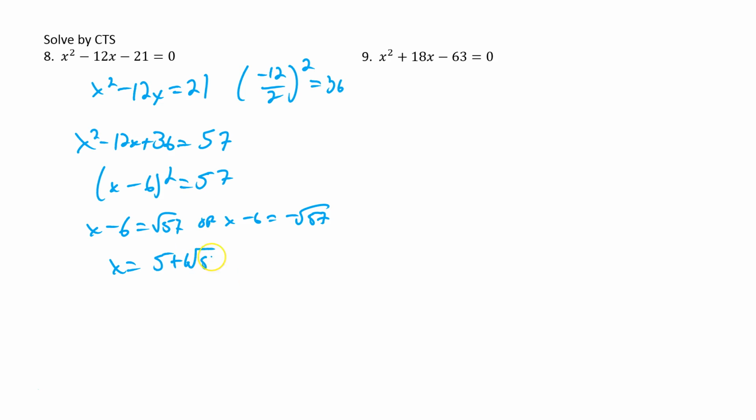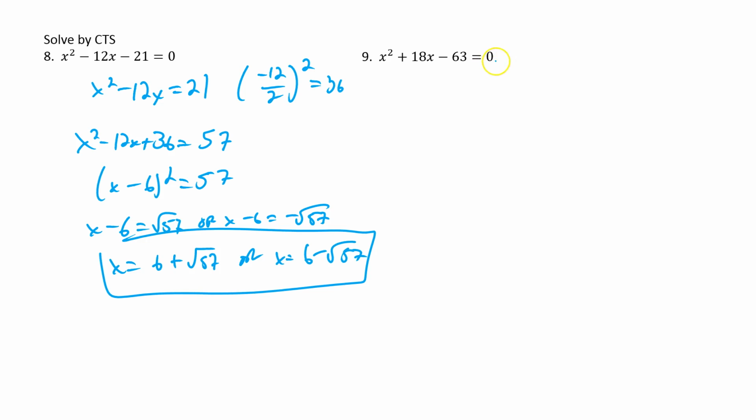57, not 58. Or x is equal to, man, this is 6. What am I doing? Alright, or x could be 6 minus root 57. There we go.